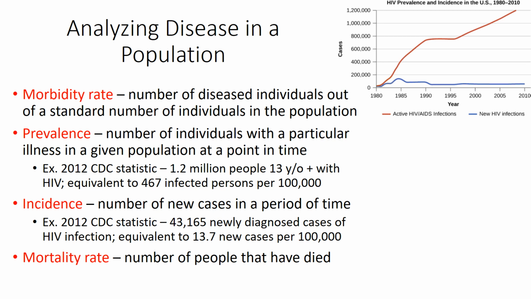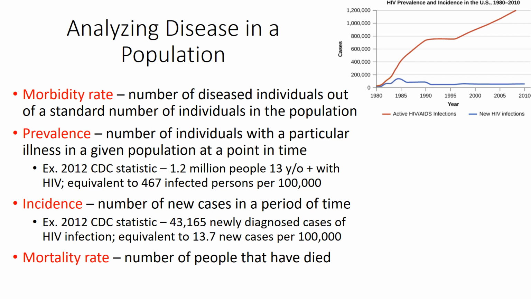So just giving you this example from your textbook. Now this is looking back at 2012, but this is looking at people with HIV. So there's 1.2 million people with HIV. So looking at the population of the United States, or actually this is going to be worldwide populations, I believe, then you would say that 467 infected people per 100,000. That's just the total number of people at this particular time that have HIV.